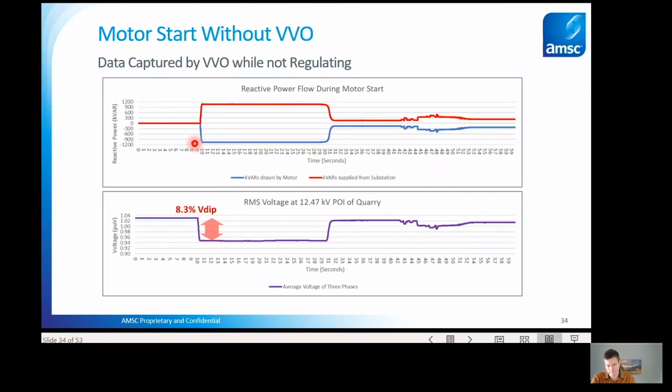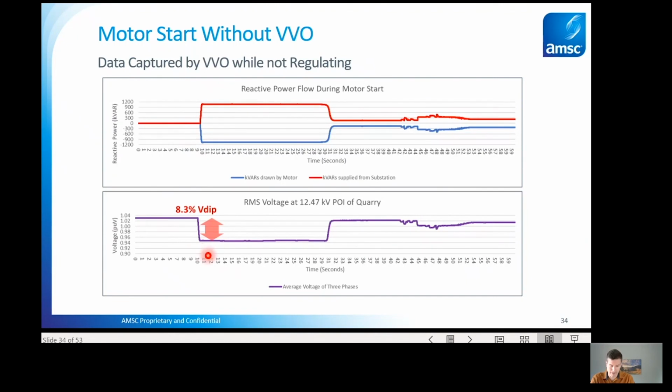A recording that was taken now on the medium voltage side, showing the reactive power that the utility was having to provide prior to having the StatCom installed. So the blue is the inrush of the motor. The red are the VARs that the utility feeder is having to supply. And as we can see, the utility is having to supply all of those VARs.